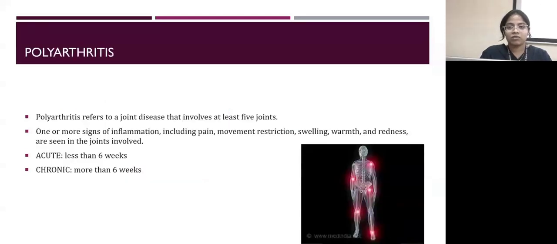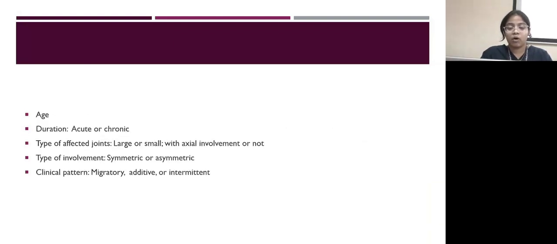So first, I would like to brush up a little bit on polyarthritis and the causes of polyarthritis. Now, as we already know, polyarthritis means there is inflammation in at least 5 joints, and we can broadly classify polyarthritis based on age, duration, type of affected joints, type of involvement, and clinical pattern. It can be in young people or adults, whereas in elderly people we usually consider crystal arthropathies. Duration can be acute or chronic. Acute is less than 6 weeks, chronic is more than 6 weeks.